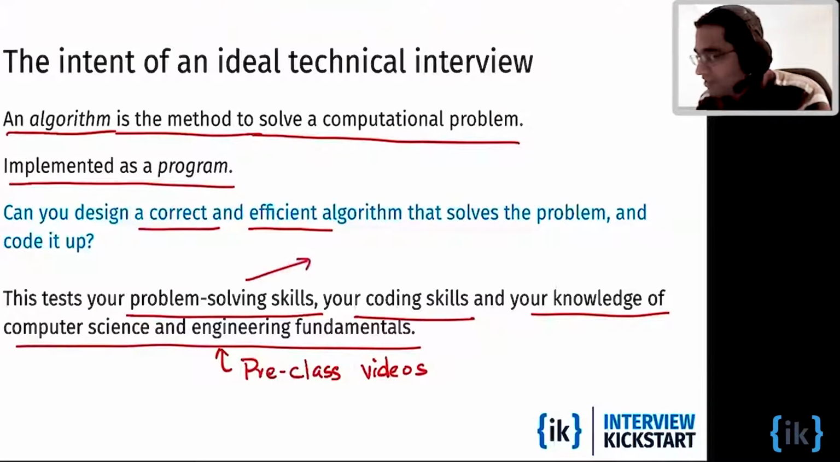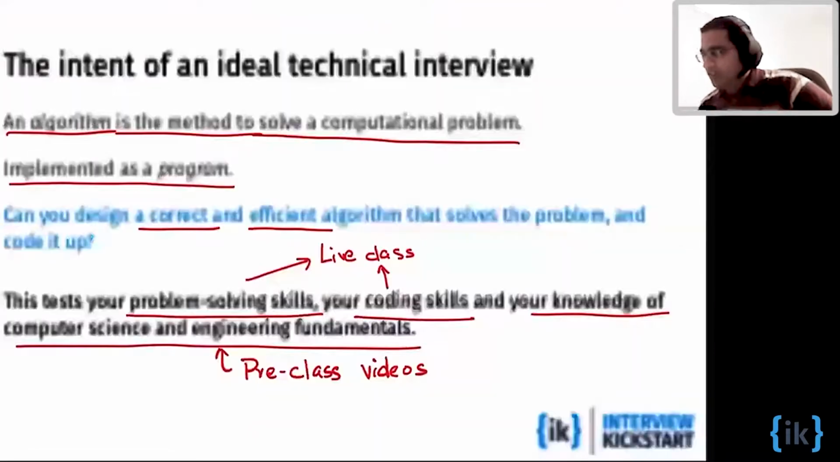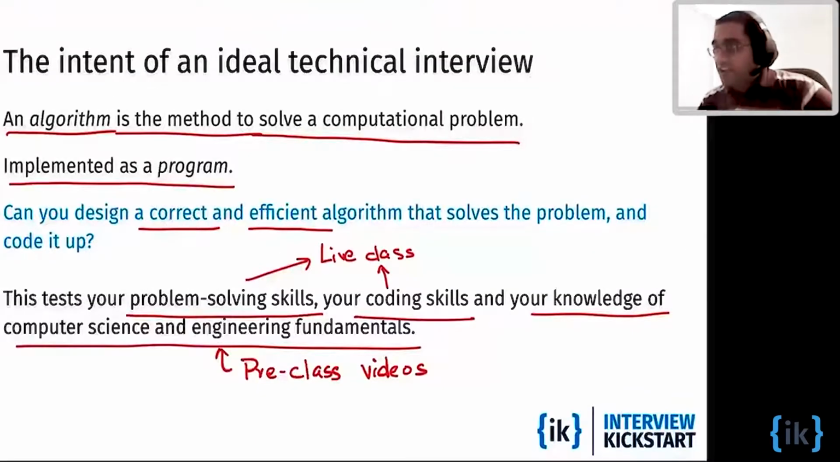So the live class is where we focus on problem solving skills, and to some extent I also walk you through coding patterns which are common to several coding problems so that you can use them, whatever language you're using in your interview, you could apply those patterns and code up the solutions. So this is the intent of an ideal technical interview.